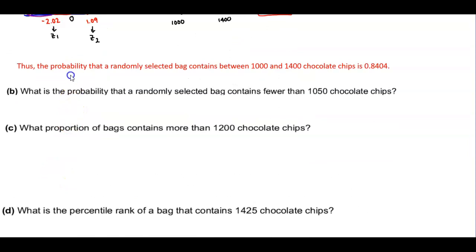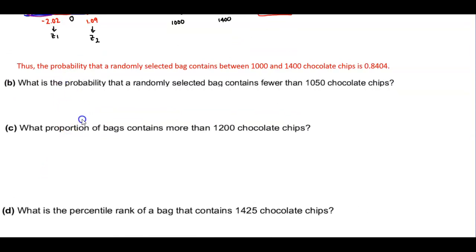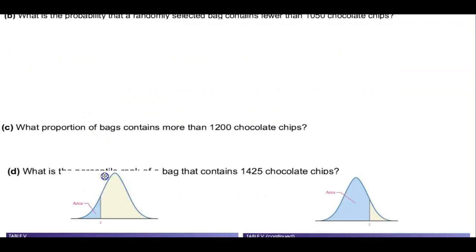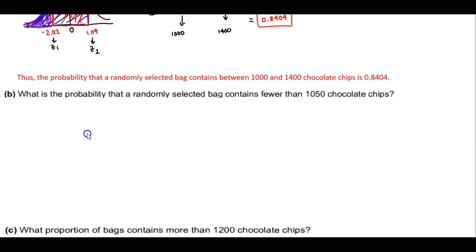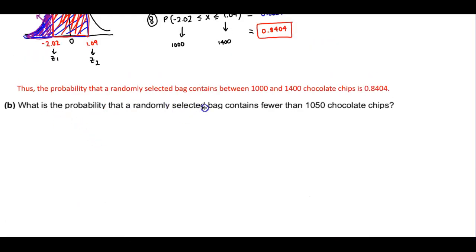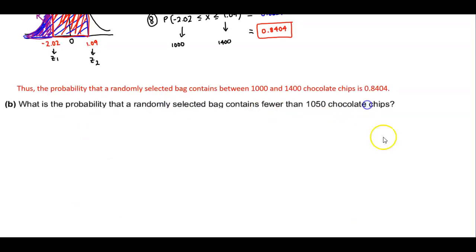Okay, now let's take a look at part B. What part B says is, what is the probability the randomly selected bag contains fewer than 1,050 chocolate chips? So what we want to do is calculate the probability that the value of x is going to be less than 1,050. So let's draw our picture of what that would look like.